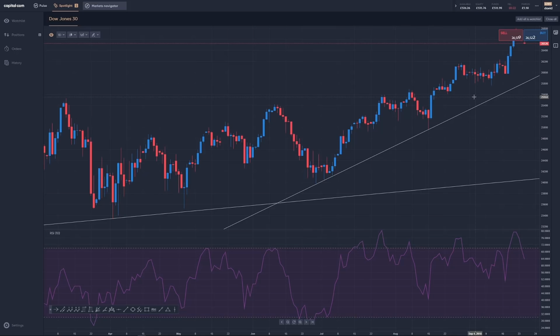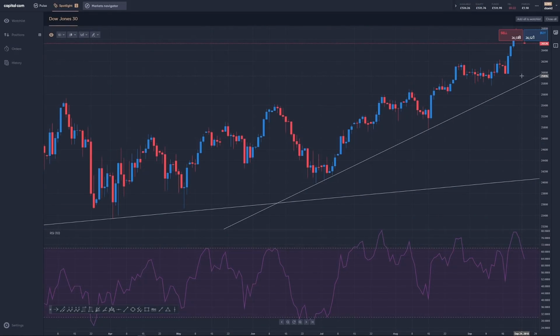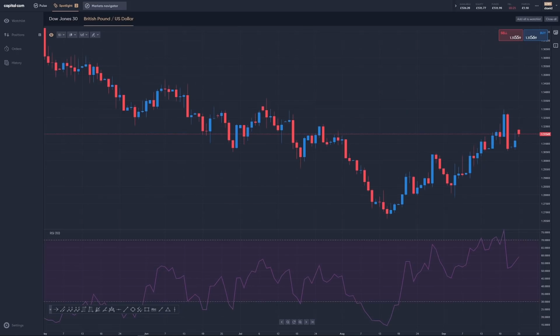At the time of recording, the Dow is trading around 26,500. If it sold off towards 26,000, it's still above the trend, so that weakness would be viewed as a buying opportunity. So in an uptrend, we're looking to buy. Let's take a look at downtrends.